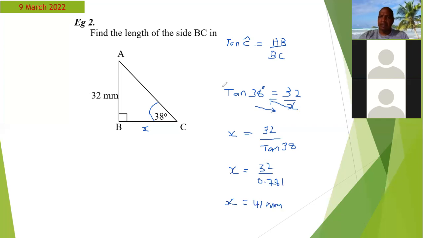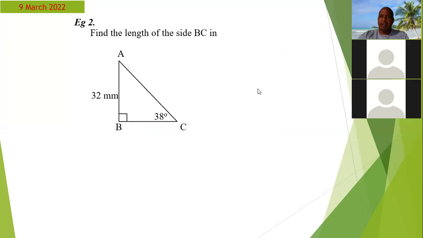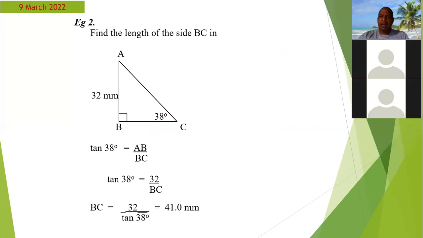All right, guys. Is that clear to you now, Ms. Green? Yes, sir. All right. So I'm going to clear the screen and move on. All right. So there you go. That would be our answer for this question.